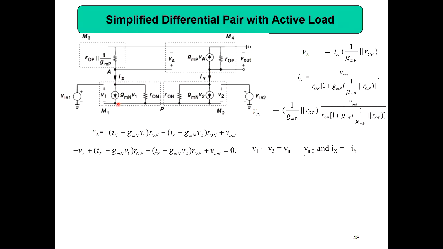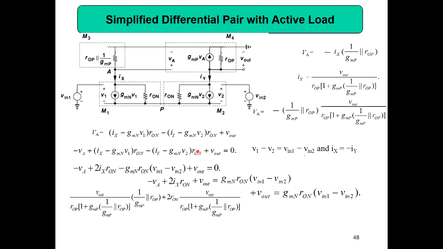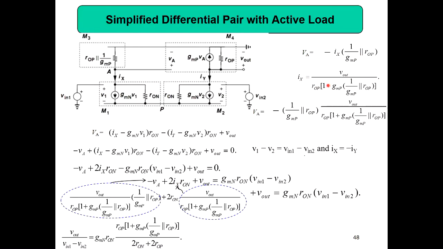Because V1 minus V2 equal to Vin1 minus Vin2. So then we can rearrange here, Vin1 minus Vin2 is equal to V1 minus V2, and then Ix equal to minus Iy. So then this will simplify. And then you can rearrange and substitute the value of Ix. It's a bit complicated derivation, and that is Va, and that is Ix, because Va we already got here, Ix we already got here.